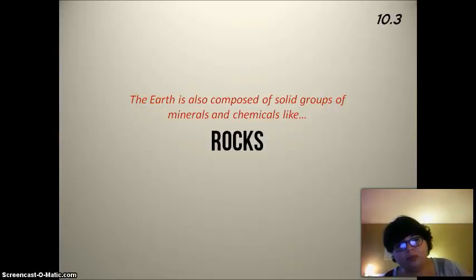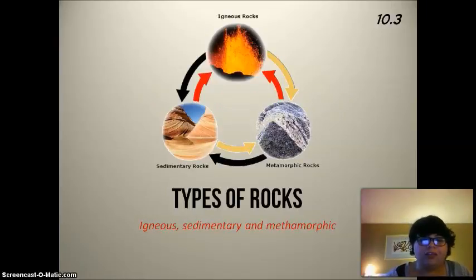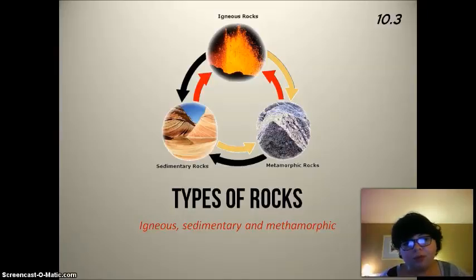So the Earth is also composed of solid groups of minerals and chemicals. Those, we're gonna call them rocks. Okay, there are three types of rocks. They're igneous, sedimentary, and metamorphic. Okay, we get the igneous, well, for instance, they come from fire, meaning they're dried up lava.